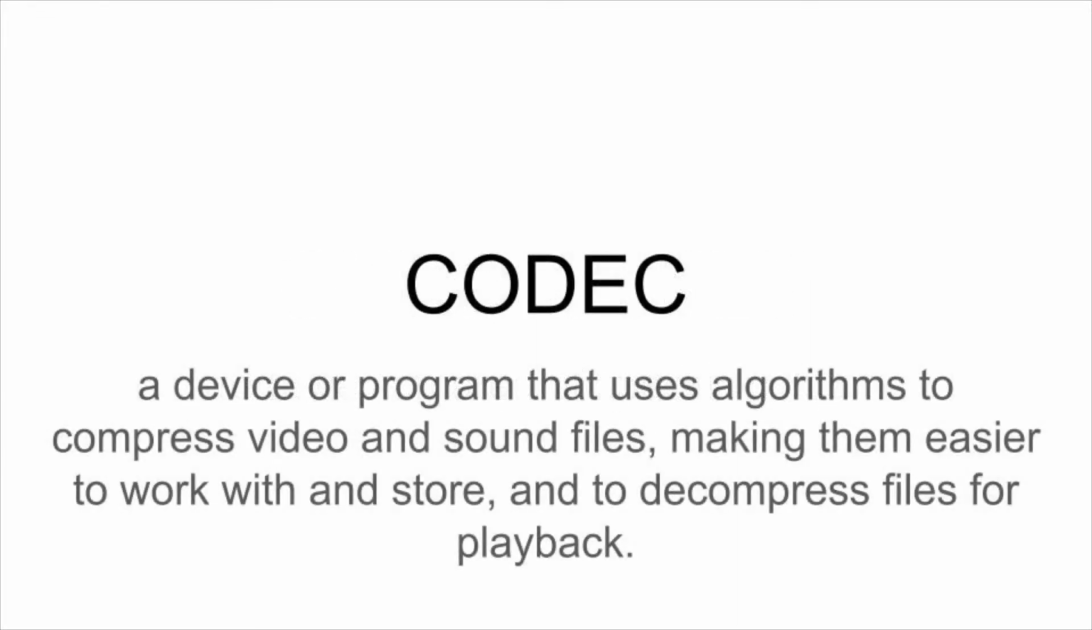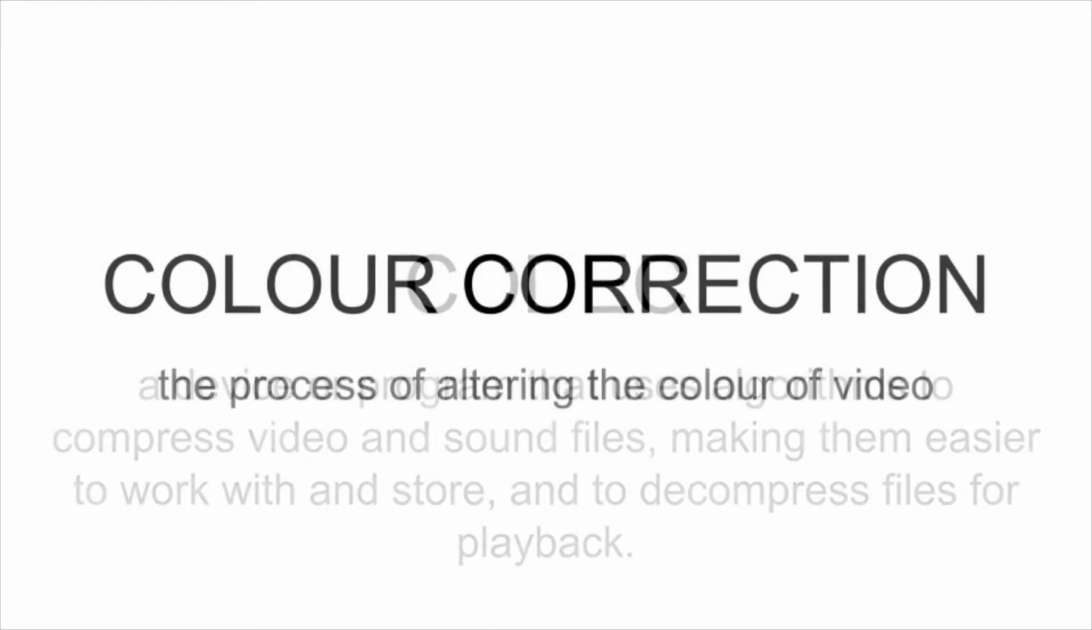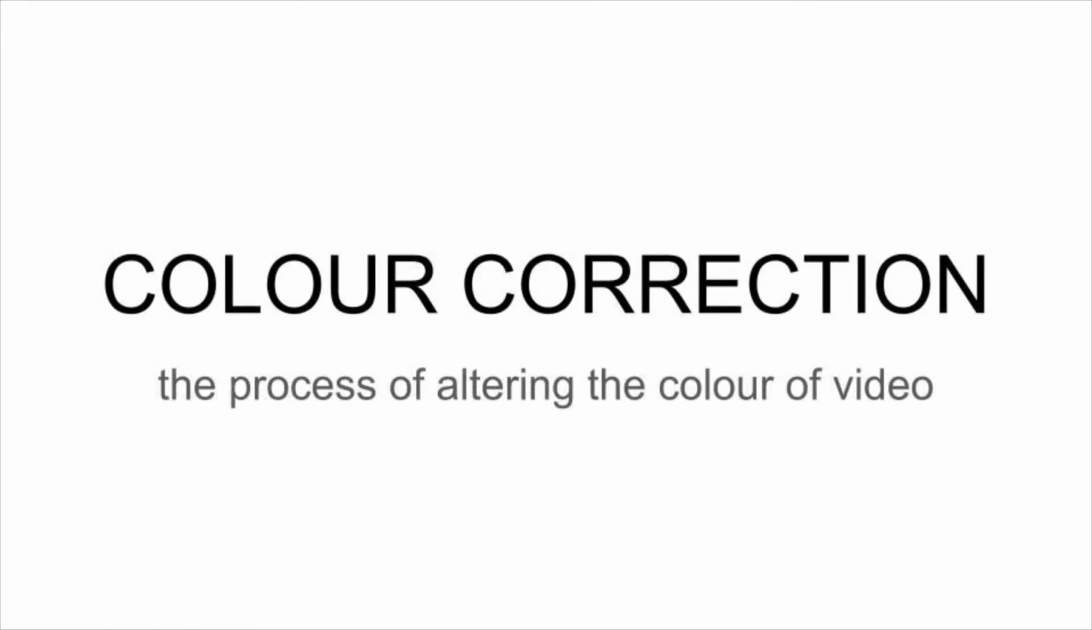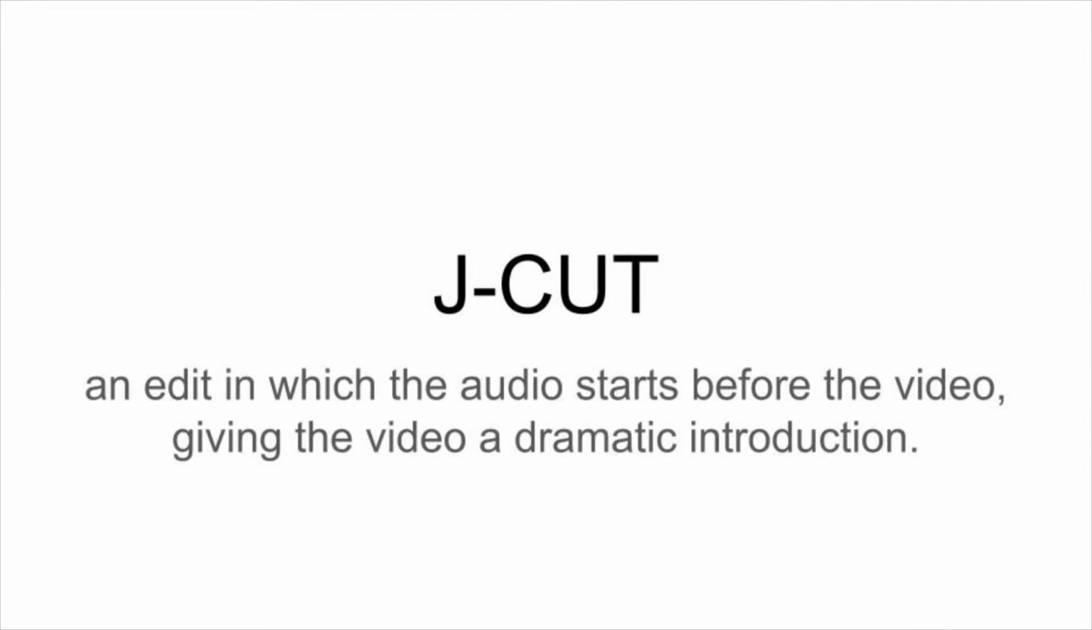The chroma key removes an area of specific colour. This effect is often used during newscasts to insert a weather map behind a meteorologist. A codec is a device or program that uses algorithms to compress video and sound files, making them easier to work with and store, and to decompress files for playback. Colour correction is the process of altering the colour of video, especially if it was shot under less than ideal conditions, such as a low light. A J-cut is an edit in which the audio starts before the video, giving the video a dramatic introduction.